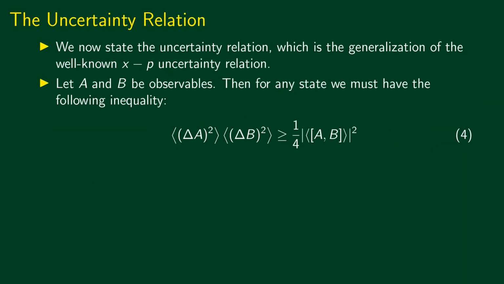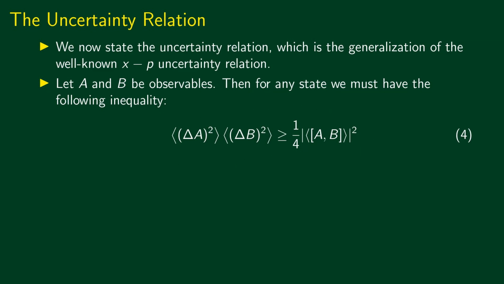You might already be familiar with the position momentum uncertainty relation, also known as the Heisenberg uncertainty principle. Over there you might have learned that the product of uncertainties in x and p obeys an inequality. Now we can actually generalize this. This is the generalized uncertainty relation. You can consider it as a generalization of the xp uncertainty relation. If A and B are observables, then for any state we must have the following inequality.